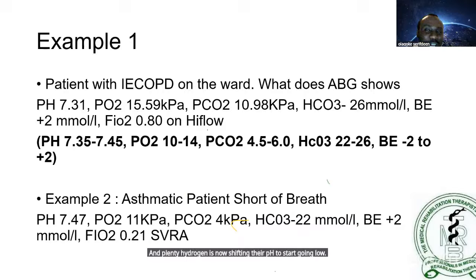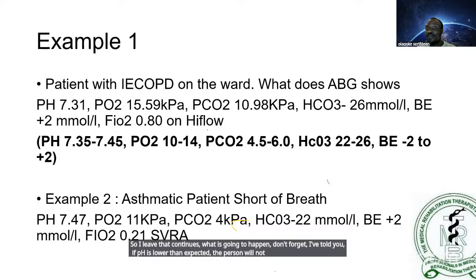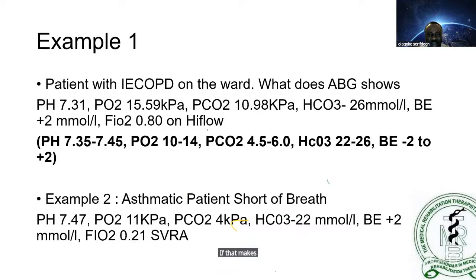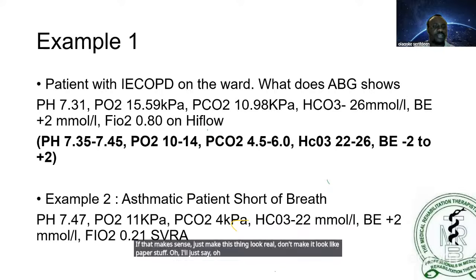So if that continues, what is going to happen? Don't forget, I've told you, if pH is lower than expected, the person will not be compatible with life, will die. If that makes sense, just make this thing look real. Don't make it look like paper stuff. Oh, I'll just say, oh, 80, 80, 70. I'm not happy with the PO2. That's low, hypoxemia. Look at the pH. Oh, that's low. What drives the pH? Oh, because they have plenty hydrogen now, so that plenty hydrogen is now shifting that pH to be low.